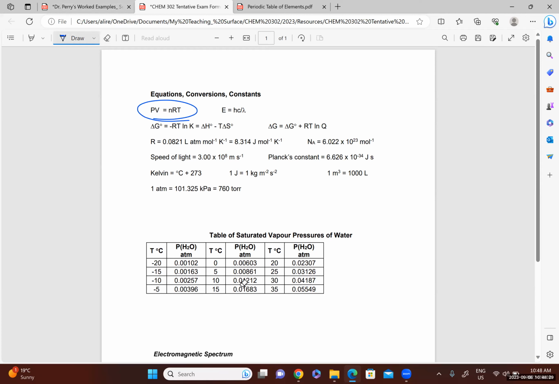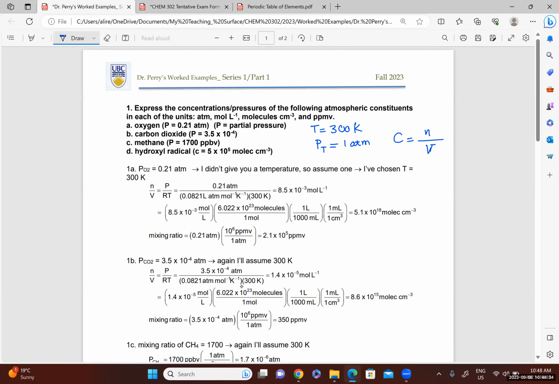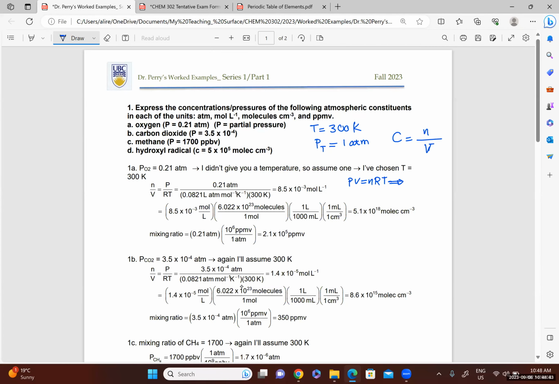PV equals nRT, and I'm going to use it in this calculation. If I divide both sides by V, I get n over V times RT, and rearranging, n over V, which is concentration, is P over RT. Now, the important thing is the units. We need to make sure that the units match, so that at the very end we get the unit that the question wants.